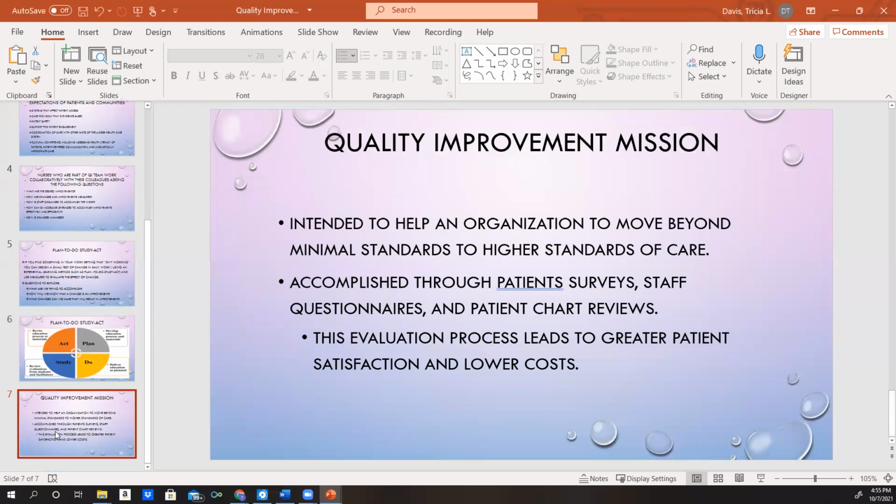And then most places do have a quality improvement mission as part of their settings. It is intended to help an organization to move beyond minimal standards to higher standards of care. It is going to be accomplished through patient surveys, staff questionnaires, and patient chart reviews. So one thing that you'll see on some units, I know they do it at GBMC, is the charge nurse will pick 6 patients a day during the day and 6 patients at night. And the charge nurse will go in with her clipboard and ask them a series of questions.